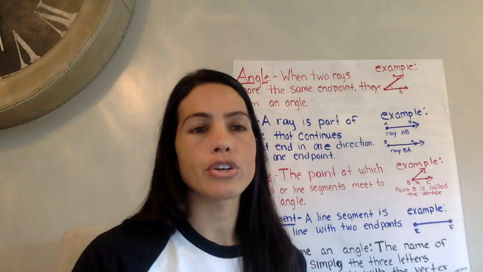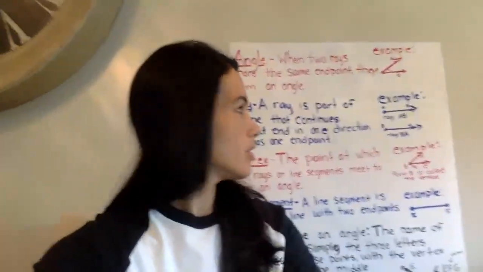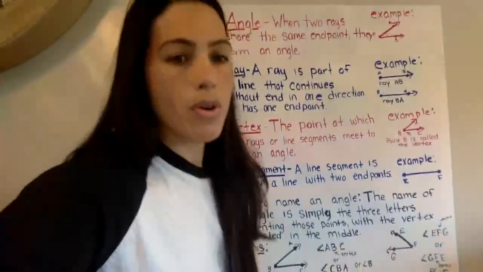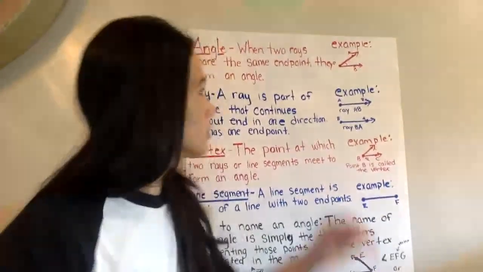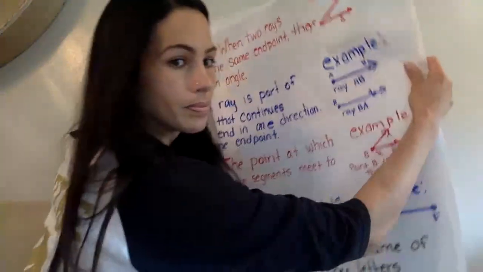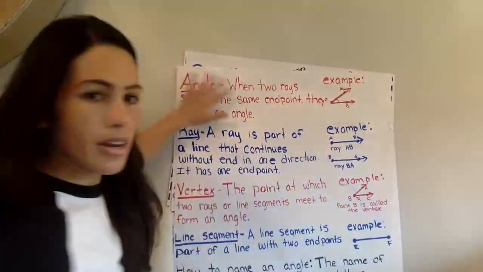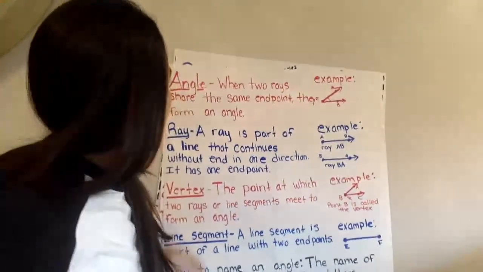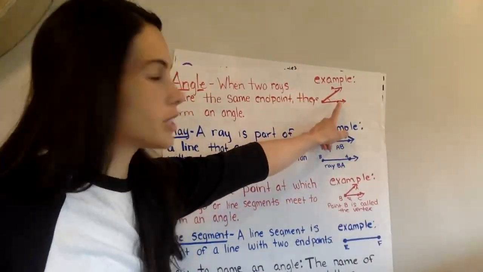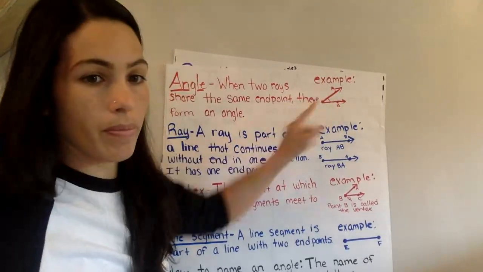And then after this, you're going to do a Google Forms assignment on it, just for me to see that you understand it. So we started off learning about what angles were. An angle is when two rays share the same endpoint, they form an angle. So it was just two rays that share the same endpoint.